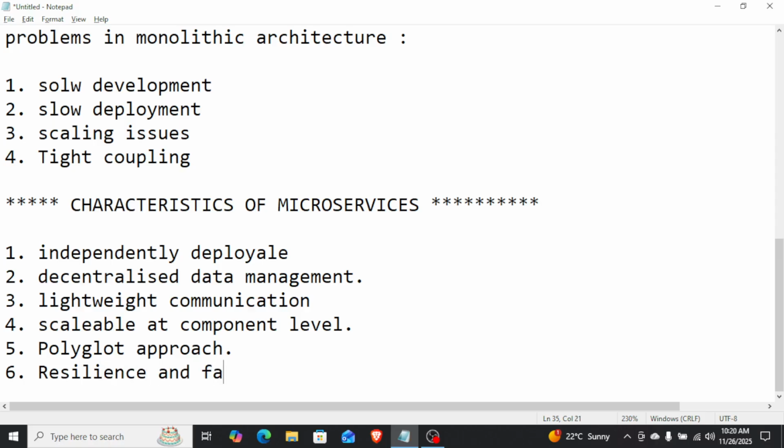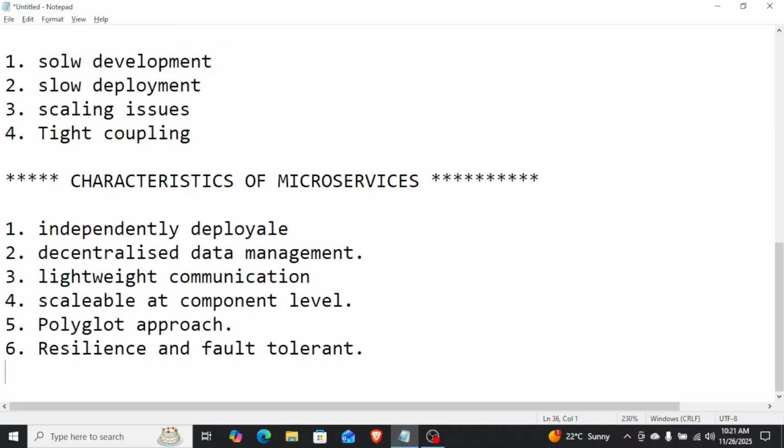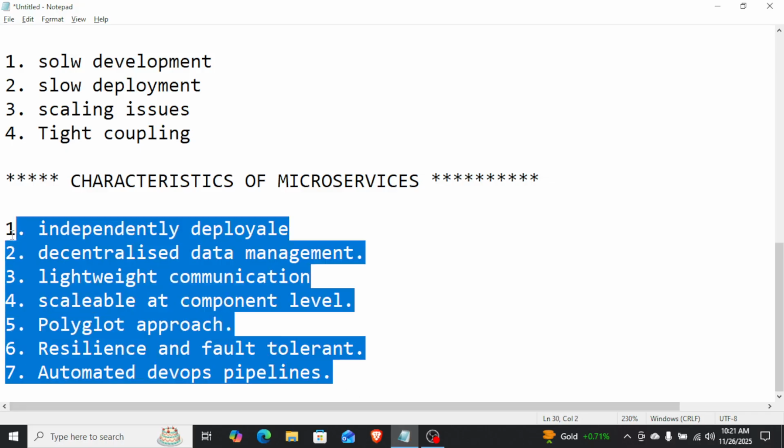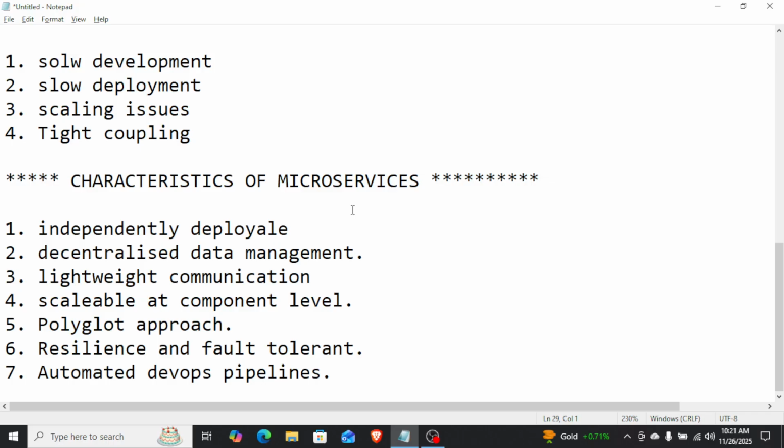The seventh one is automated DevOps pipelines. So these are the characteristics of microservices.